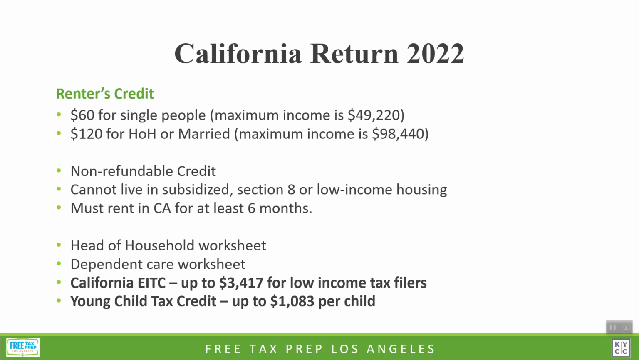And for the California return for 2022, we do have the renter's credit. As of right now, it is a flat rate for anyone who is filing single. And if they're renting, they would be eligible for $60 in renter's credit. However, there is an income limit of $49,220. And the same for head of household or married filing statuses. In that case, the renter's credit would be $120, and for them, the maximum income limit would be $98,440. This is a non-refundable credit.